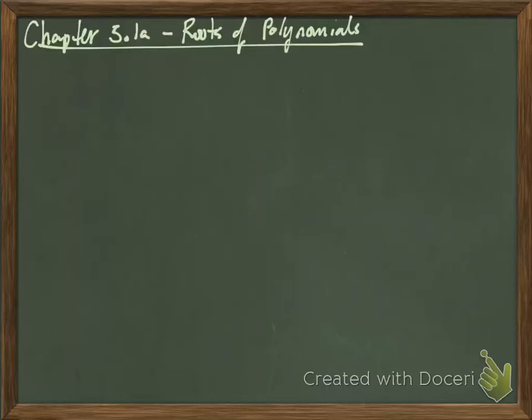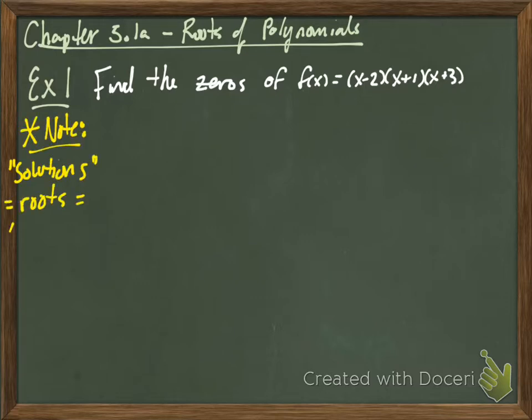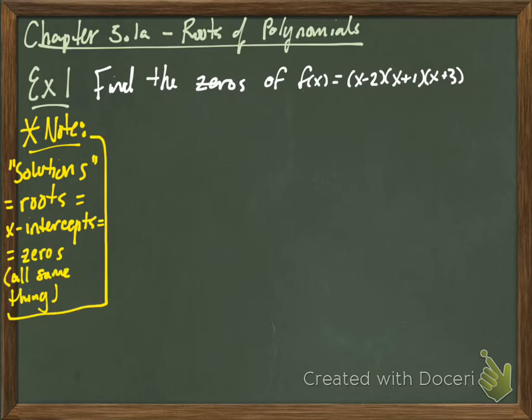Alright, now we're really getting into some polynomial stuff. We're going to start finding the roots of polynomial equations. So for our first example, it says find the zeros of this function. Now, we can interchange a lot of words here. Zeros are the same thing as solutions, roots, x-intercepts. They all mean the same thing. So I'm going to use those words interchangeably.